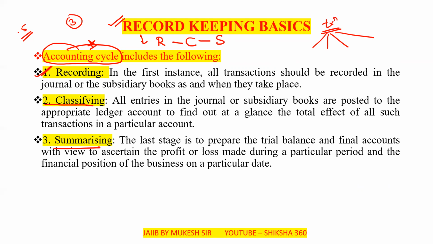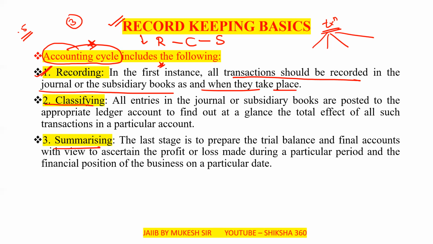So let's discuss one by one. First one is the recording. In the first instance, all transactions should be recorded in the journal or the subsidiary books as and when they take place. Recording means that in the first instance all transactions should be recorded in the journal or the subsidiary books as and when they take place.